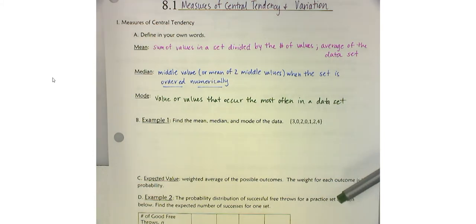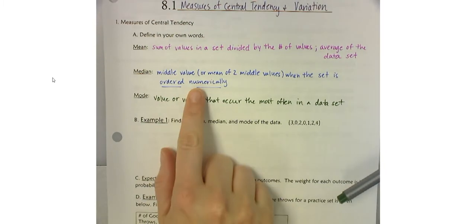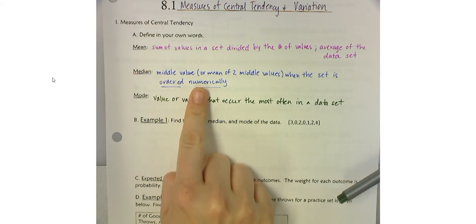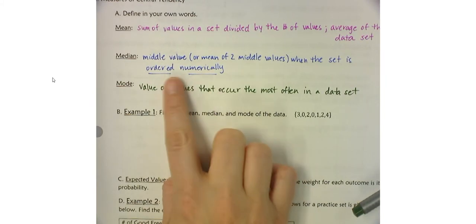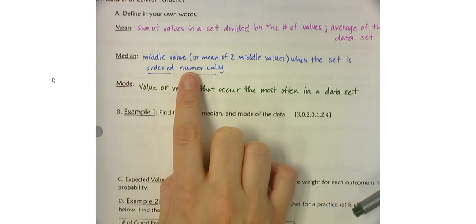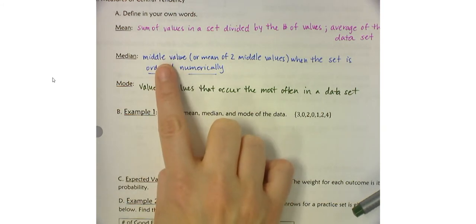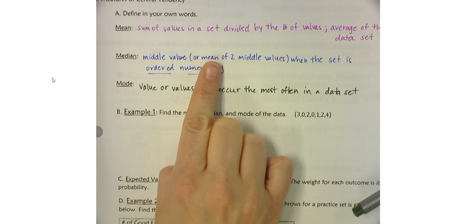Okay, your median, this is important. Not only is it your middle value, it has to be your middle value when the data is ordered numerically. So it doesn't always come to you in numerical order. You have to order it yourself. If there's an odd number of data values, then you have a middle data value. But of course, sometimes we have an even number. If you have an even number, you have to take the two middle and find the mean of those, or the average.